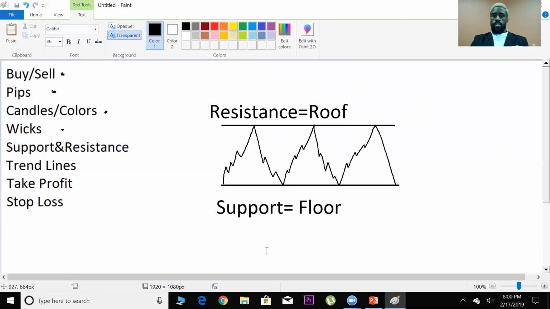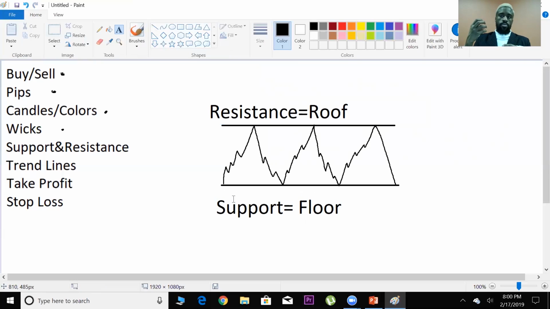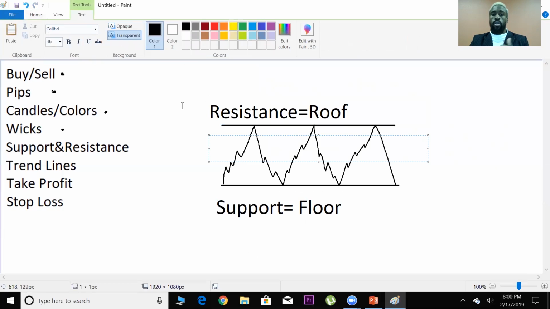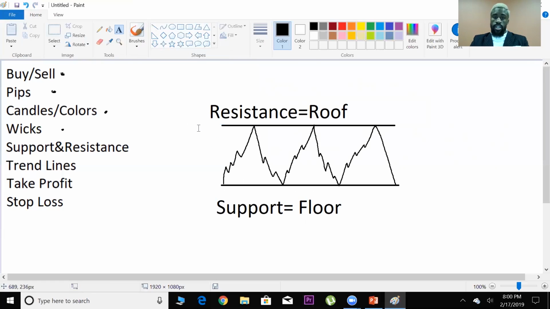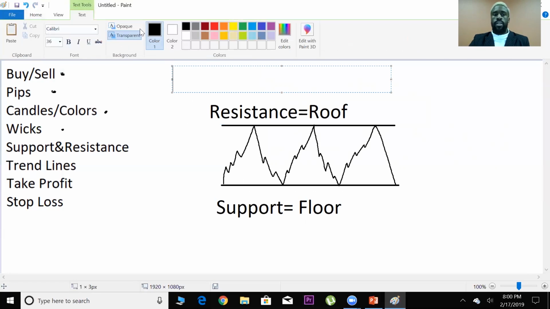Very easy. Okay? Like a bouncing ball, if you throw it hard on the ground, it has to bounce up. If you throw the ball in the air, gravity is going to take it down. And this is how it works. The market is just like a ball that is being thrown around. If it goes up, it has to go down. And if it goes down, it has to come up. So based on resistance and support, you can try to predict what is going to happen in the market.